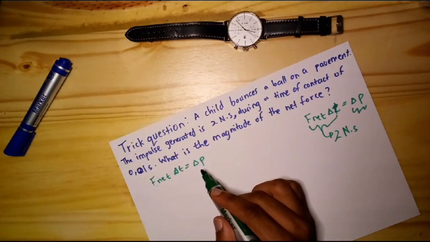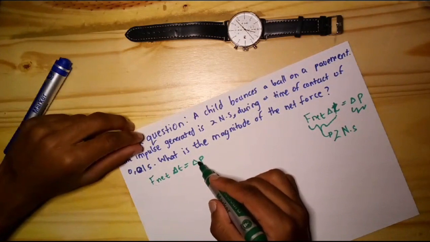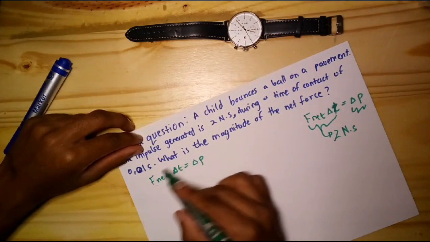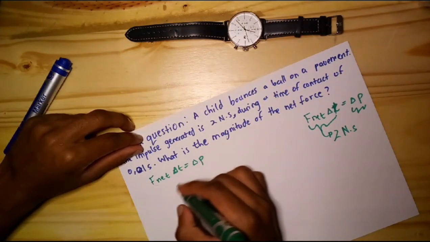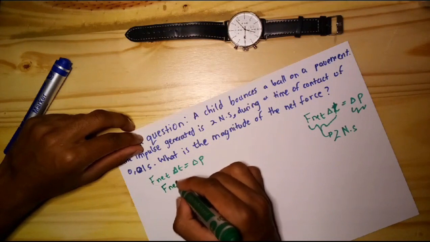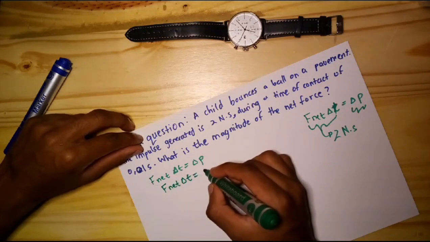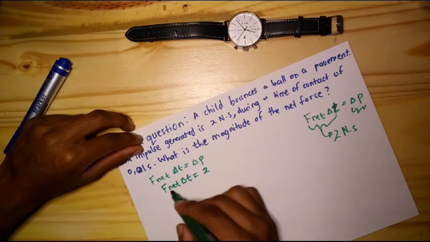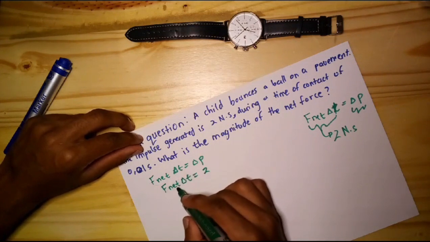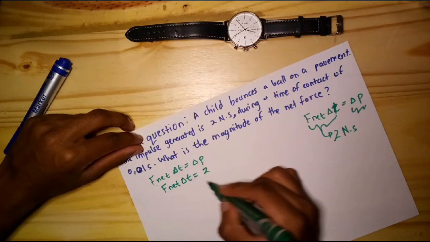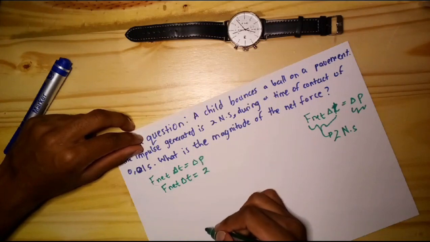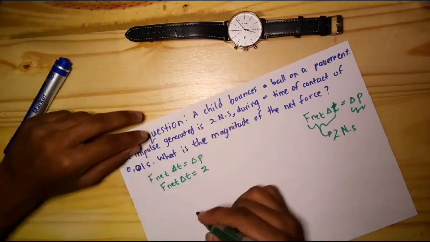But the idea is you don't really have to get it at all, because since this is equal to this entire thing, all you have to do here is just say F net change in t is equal to 2, because this is impulse. This is equal to impulse. And so this is your way to your answer.